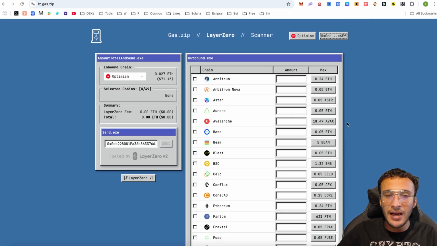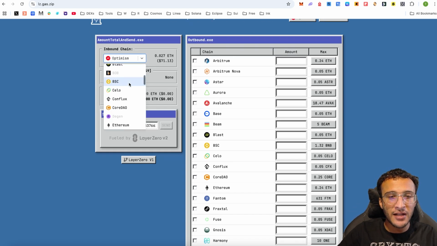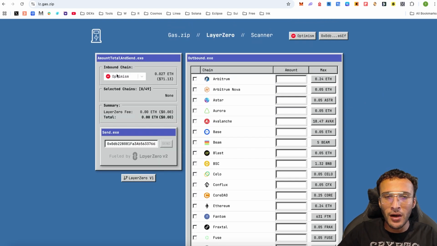Now, on the left-hand side, we've got the network we want to send from, and on the right-hand side are the networks we want to send to. If you don't know what Gas.zip is, it is a refueling website. So if you don't have any gas tokens on the networks on the right-hand side, you can choose any network on the left-hand side in order to bridge over to networks on the right-hand side. Nice and simple. And the best part is, we're now going to get ourselves many transactions and much volume stacked up on Gas.zip by utilizing the LayerZero integration.